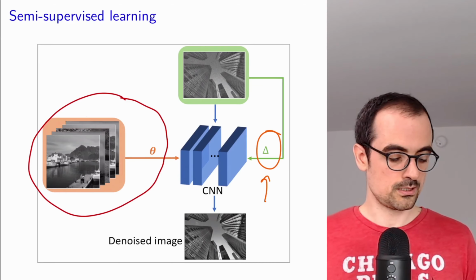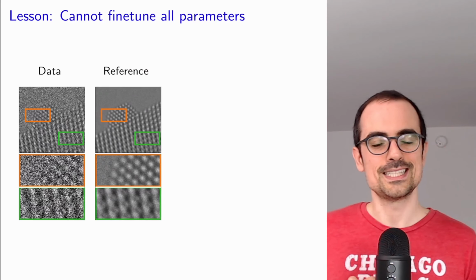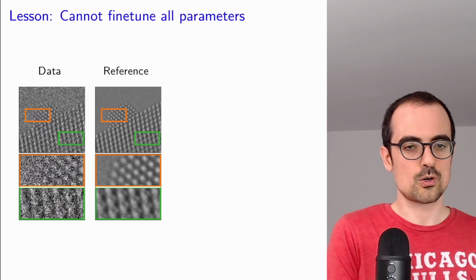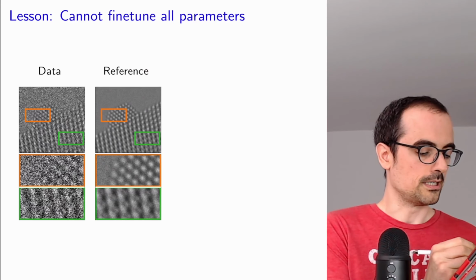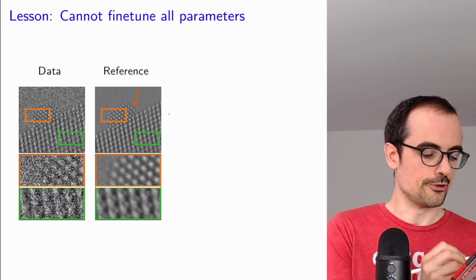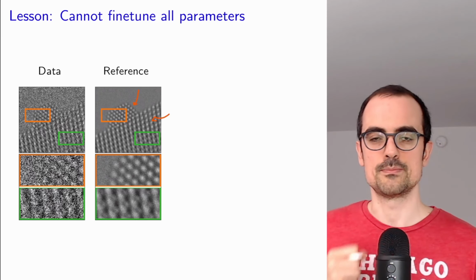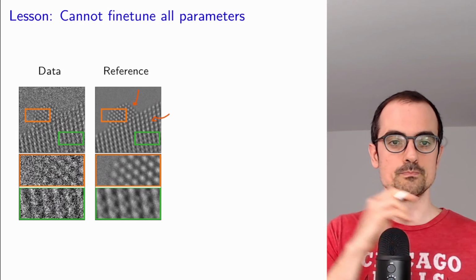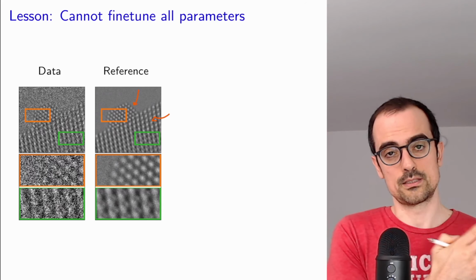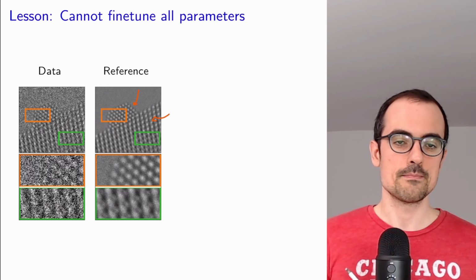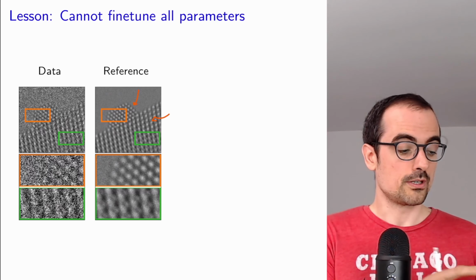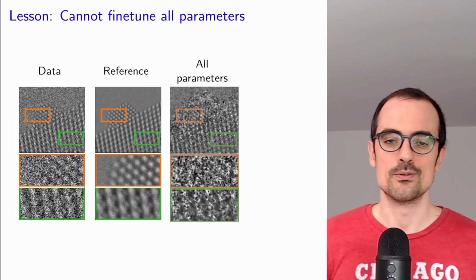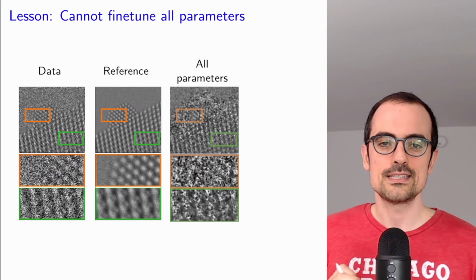When we applied this on the real electron microscopy data, this is again exactly the same data as before, where we have this platinum nanoparticle on the cerium oxide, and we have this reference because this specific nanoparticle is not moving around, so we can just find its atomic structure by averaging across time. What we observed is that if you try to fine-tune all the parameters, it's disastrous. It completely overfits the noisy data.